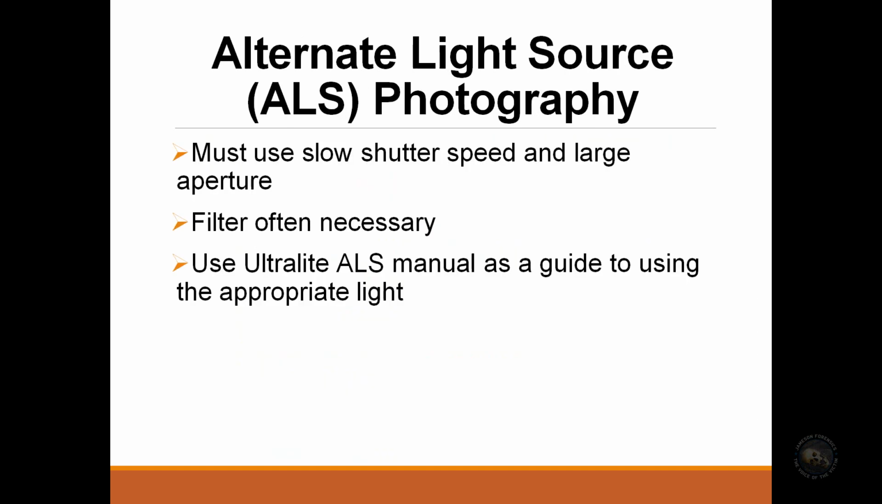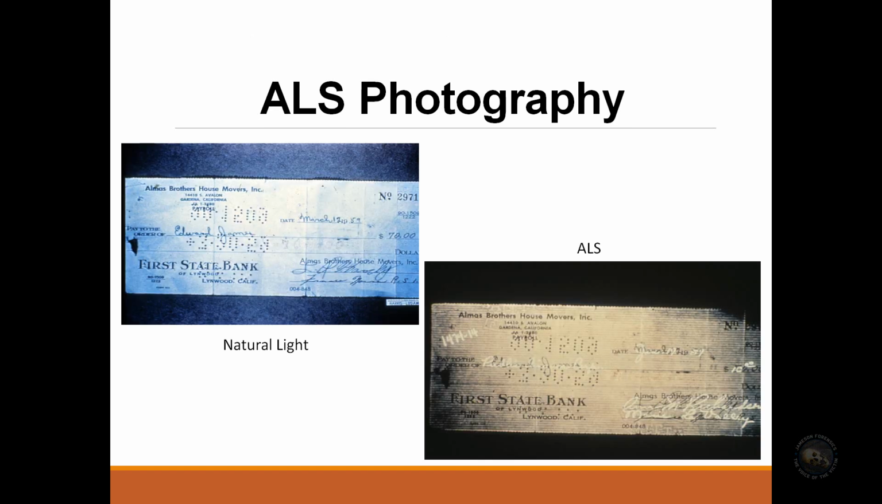ALS, there's a lot that goes into ALS, but just make sure that you look up what you're not familiar with. This is just a quick overview. You must use a slow shutter speed and a large aperture. Use a filter when necessary. Use the Ultralite ALS manual, which I'm more familiar with, as a guide to using the appropriate light. It shows you how to photograph blood and semen and so forth. Here's an example of what ALS photography allows you to draw out from the exhibit.